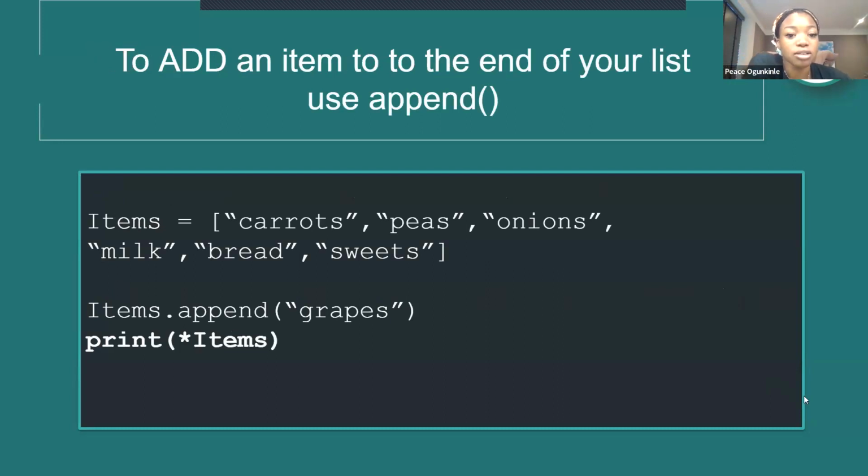Okay, so once you've defined the list, meaning you've created the list and put items inside it, you can add an item to the end of the list. How to do that is we do dot append, just like so, dot append grapes. So could anyone type in the chat what the list will look like after we append grapes to the end of the list?